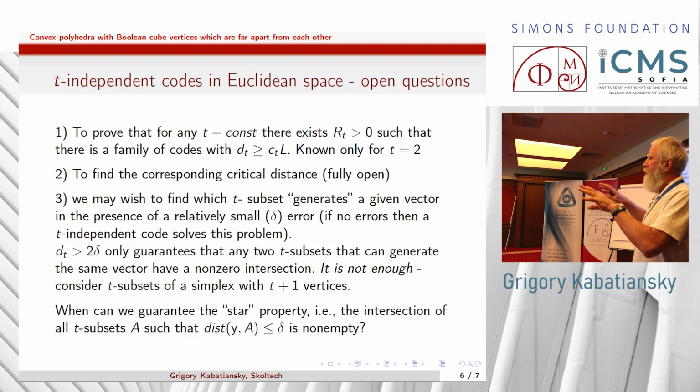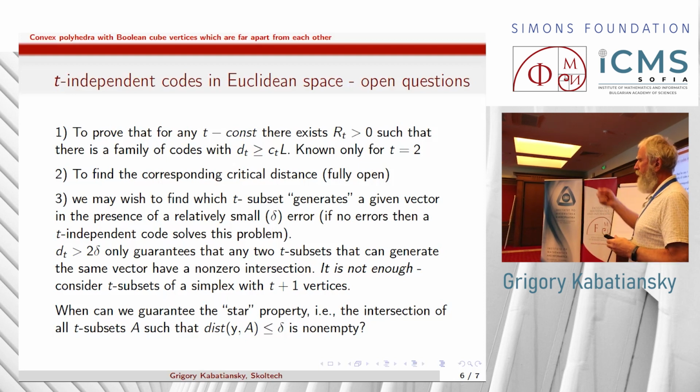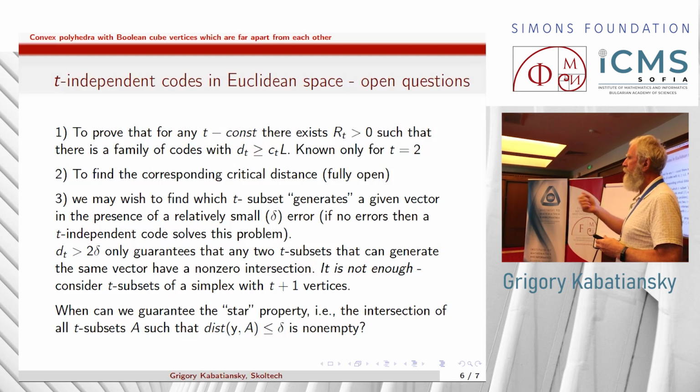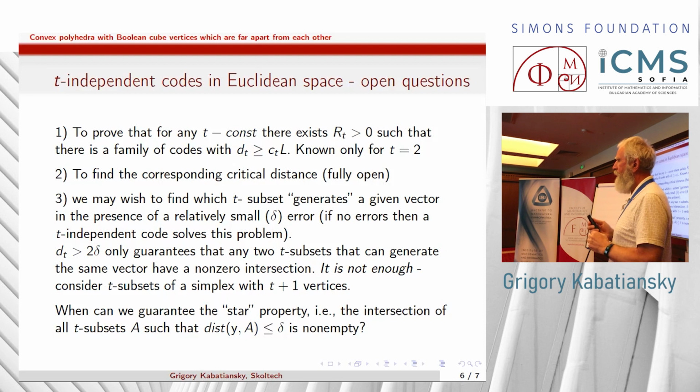We ask that these convex hulls are not only different, they are even far apart. But imagine what it means: say I have a point in the space. I know that it was, say, generated by a t-subset of my spherical code. Then I want to know who generated it, these vectors. In this case, I know only that any t-subsets which can generate this vector intersect.